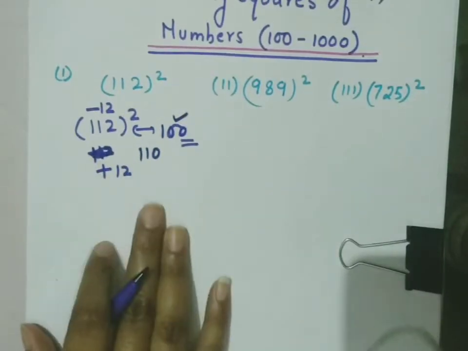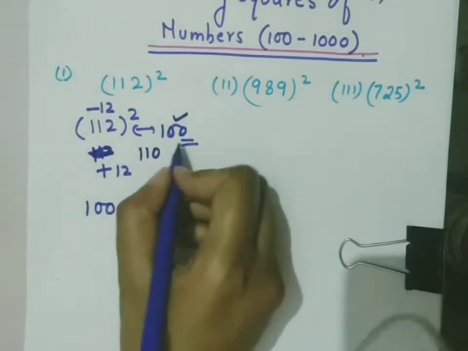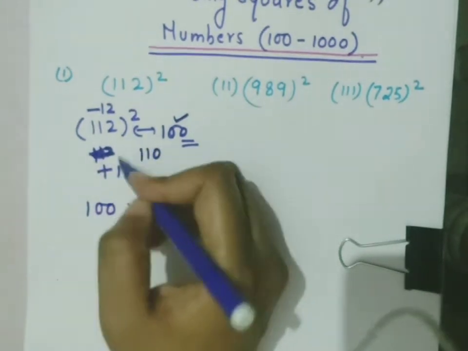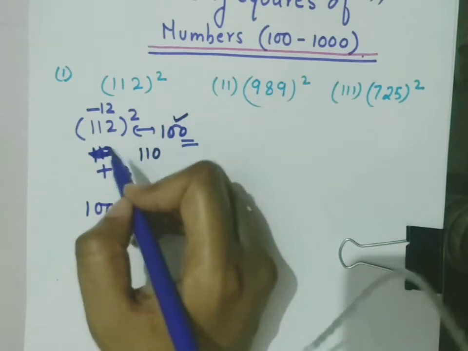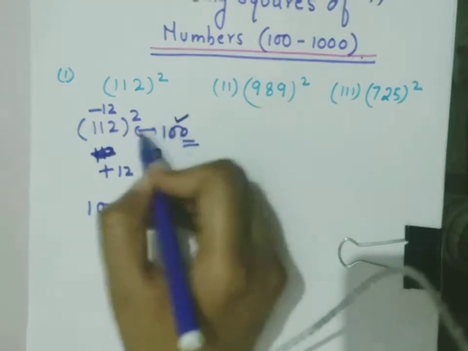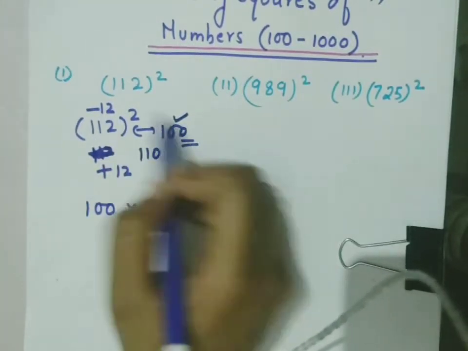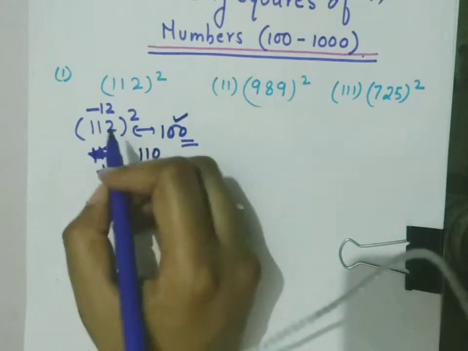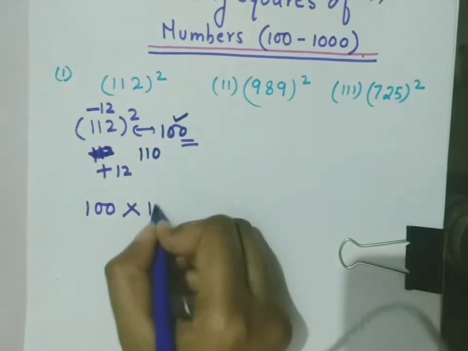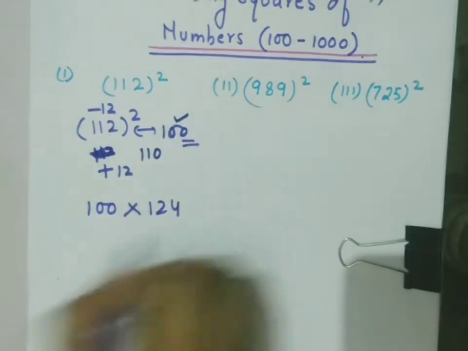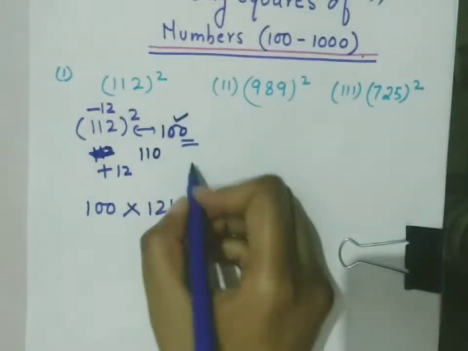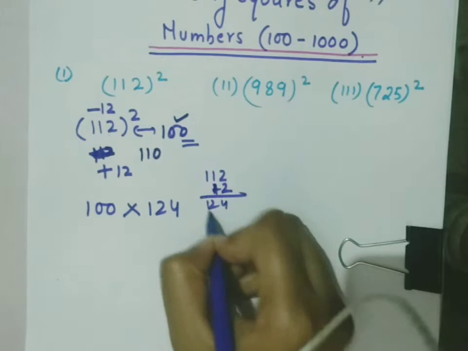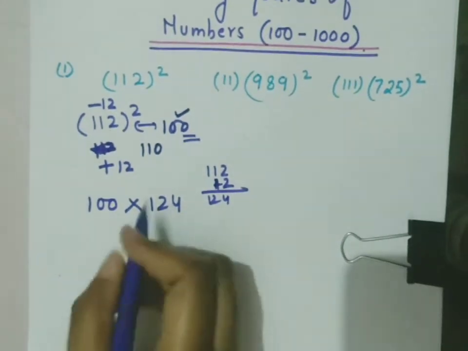Now what will we do? We have to write like this. We have taken 100 as the base number. Then we will multiply, and we will add 12 to this number, because when we add 12 to this number, we get this. So we will have to add 12 to 112, and we will get 124, because 112 plus 12 is 124.